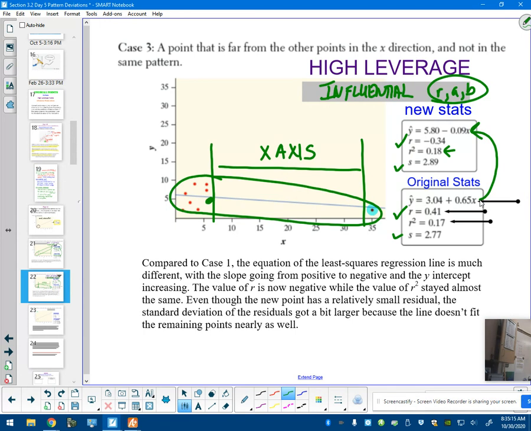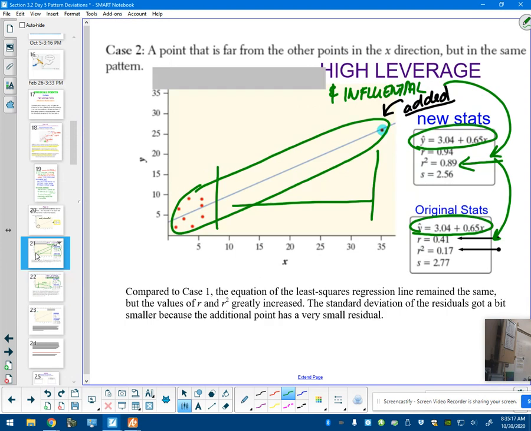If we go back to here, let's go back to case 2. Case 2 didn't change A and B, but it changed R and R squared and S a little bit. So it's influential because it changed R, R squared, and S. So influential points, as long as they change one of those 5 things, it's influential.